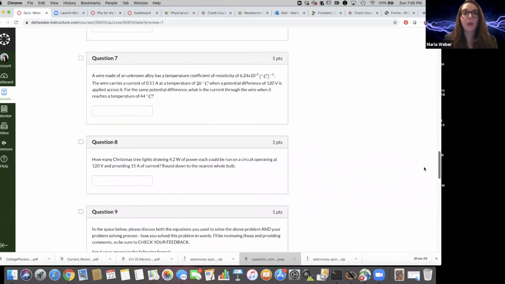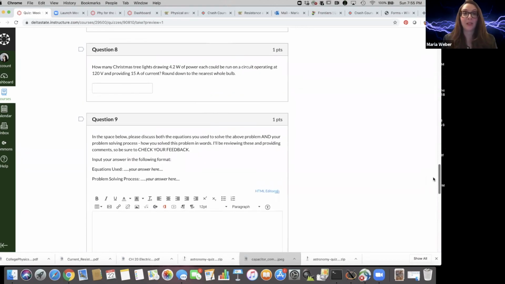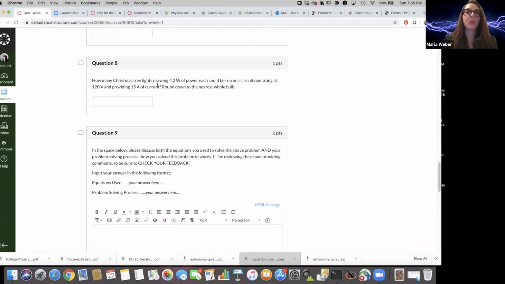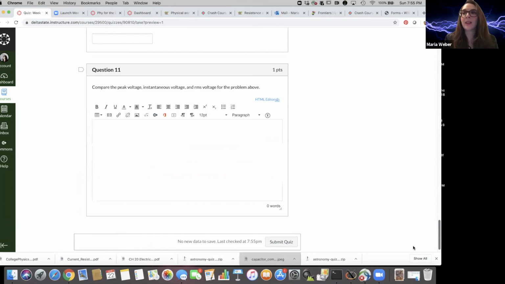And if we scroll down to question 9, I'm asking you to do this only one more time for another problem inside this homework set. So this question: how many Christmas tree lights drawing 4.2 watts of power each could be run on a circuit operating at 120 volts and providing 15 amps of current? Round down to the nearest whole bulb, okay? And here, you're going to tell me how you solved this problem, and you're going to do it in a similar fashion to how we did it up here, okay? So I'm only asking you to do it twice in this homework set.